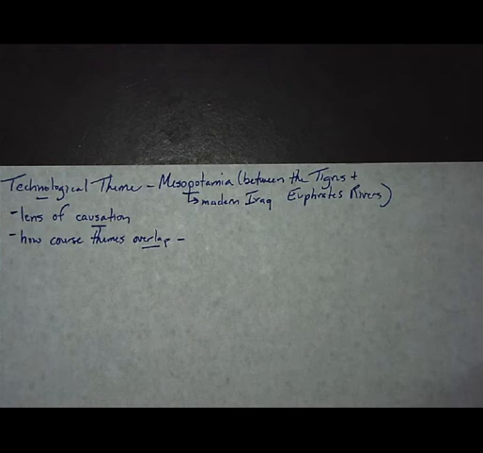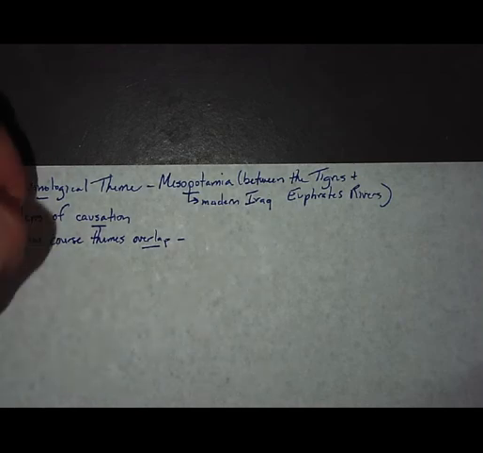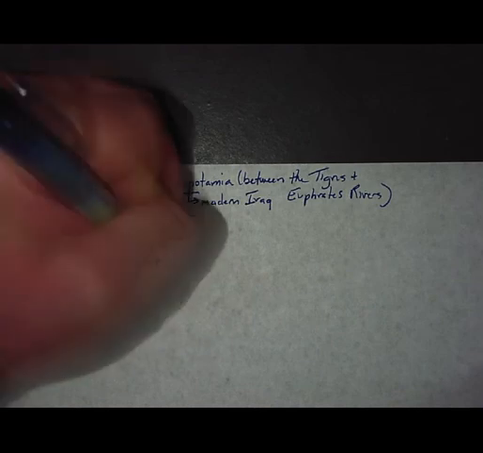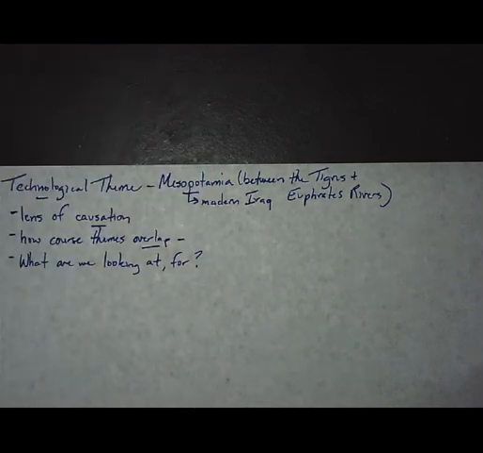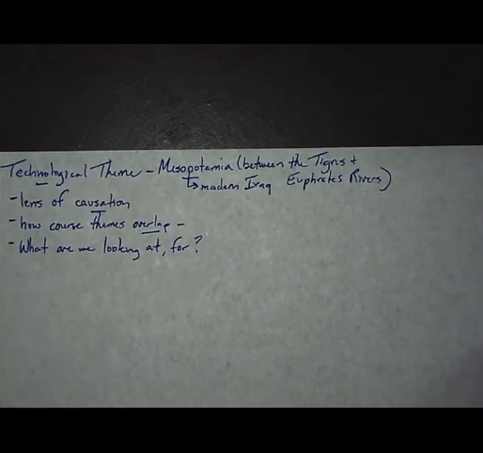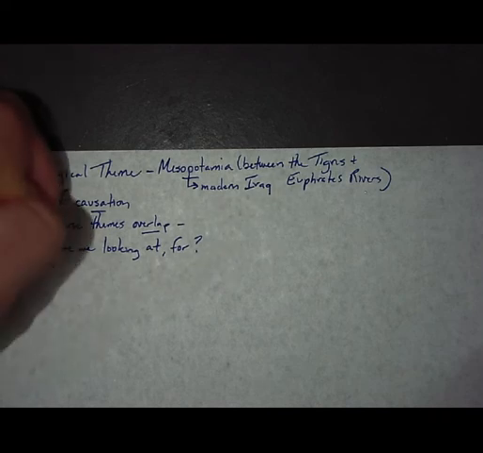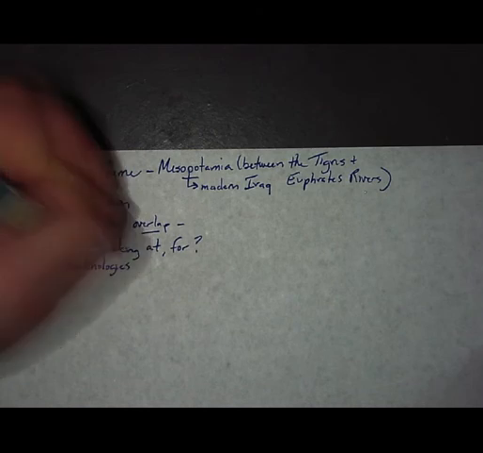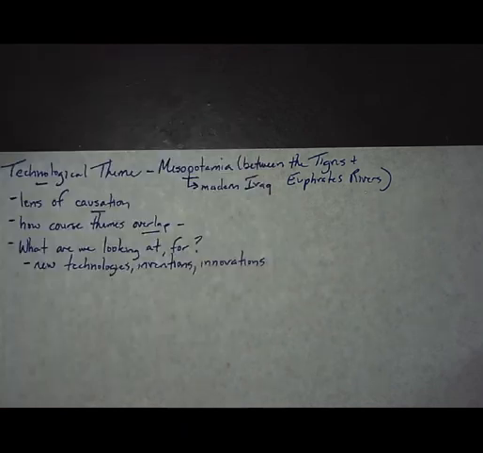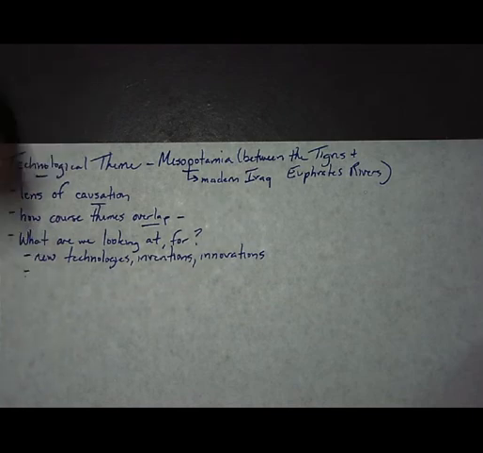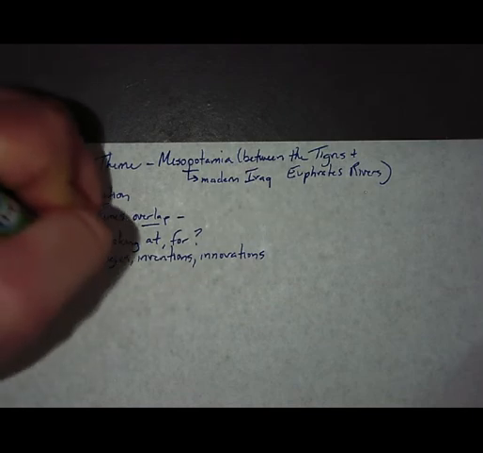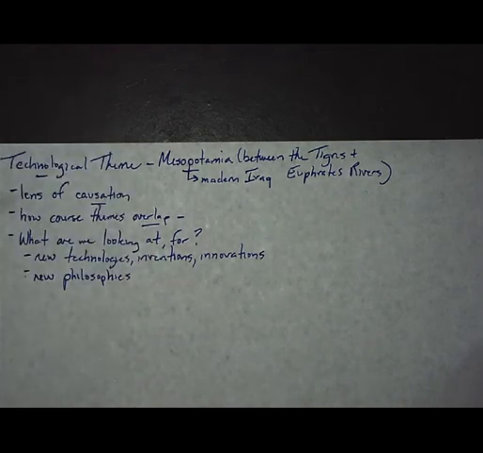All right, so a little bit about what the technological theme is looking at. So what are we looking at when we look at technology? And this is a very self-explanatory theme. So what we're looking for here are new technologies, new inventions, innovations on old ideas. We might also start looking at some new philosophies. But really, the new philosophies need to be directed at these technological things. So, new ways of looking at technology.